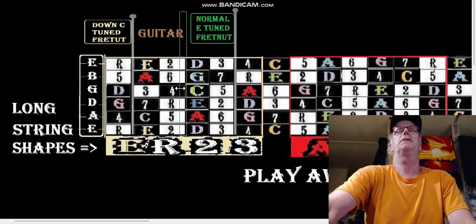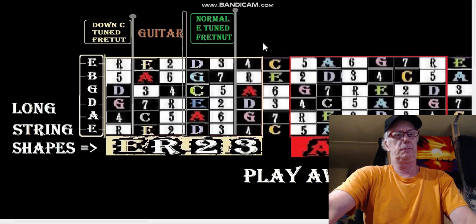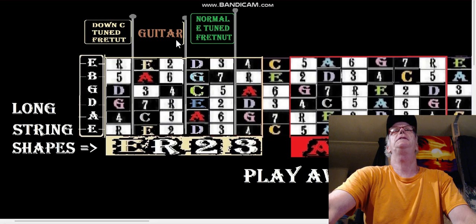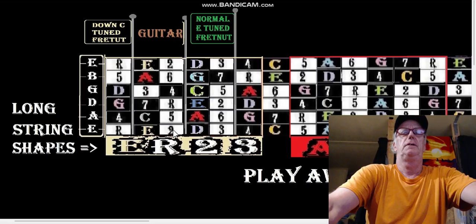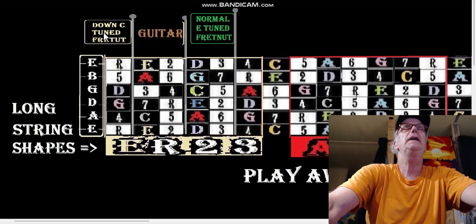And we're going to make this little box fit. See, that would be down D tuned, where the second of C is the D. This is down C tuned, and this is regular tuned, where the E is the third of C. So these numbers are in the key of C. Okay? Those numbers are in the key of C.